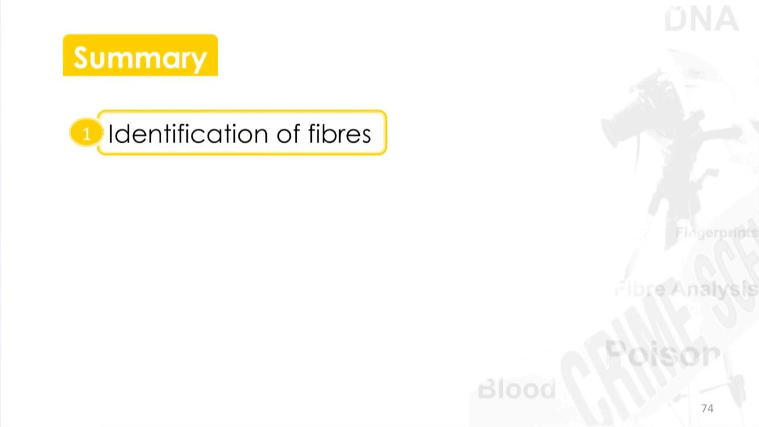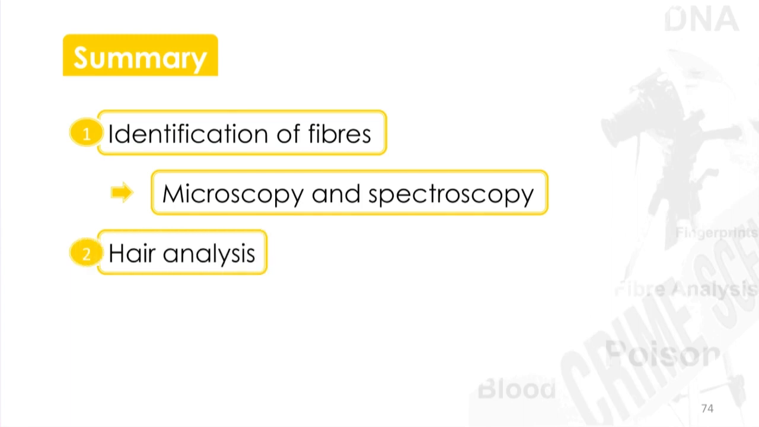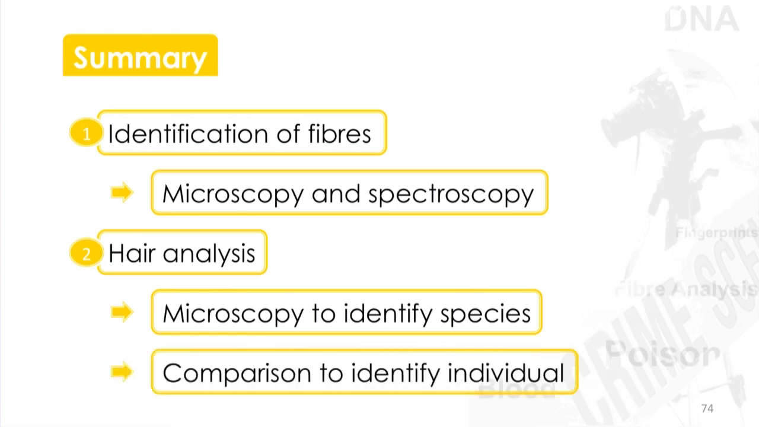So to sum up, if we want to identify fibers, we can use microscopy and spectroscopy techniques. We can use spectroscopy on both the fibers as well as any dyes or other chemicals that are in the fibers. When it comes to hair, we can use microscopy to determine which species that hair came from, and by comparison, we can get some idea of whether the hair came from a particular individual. Though, of course, comparison of hairs is far inferior to DNA technology.